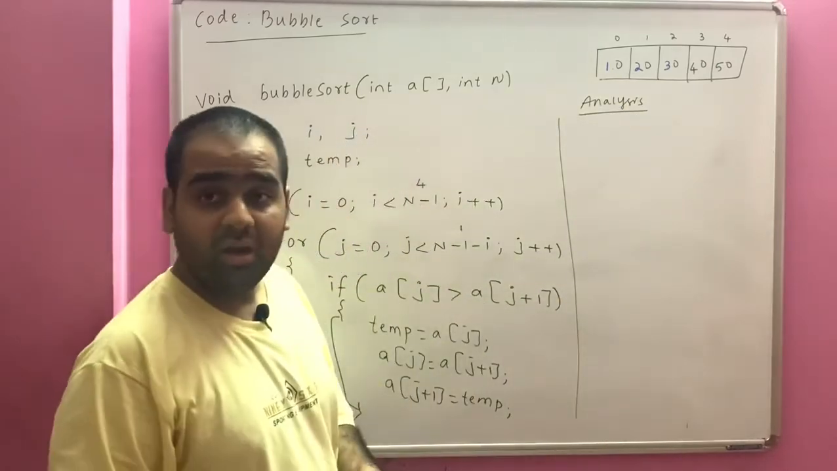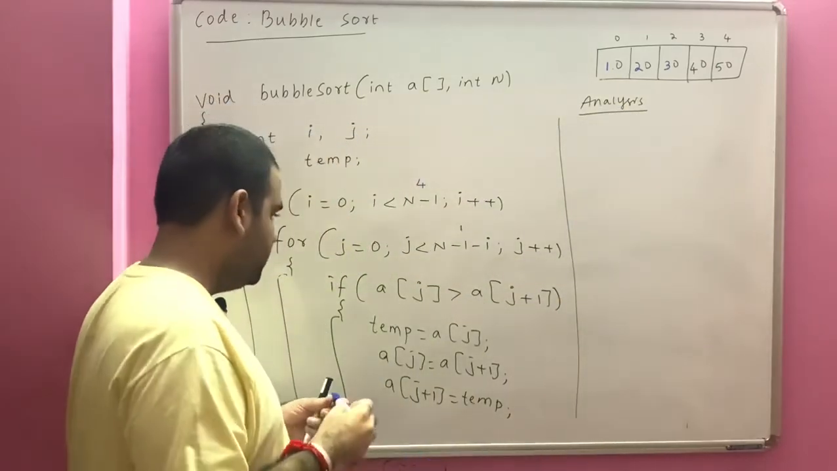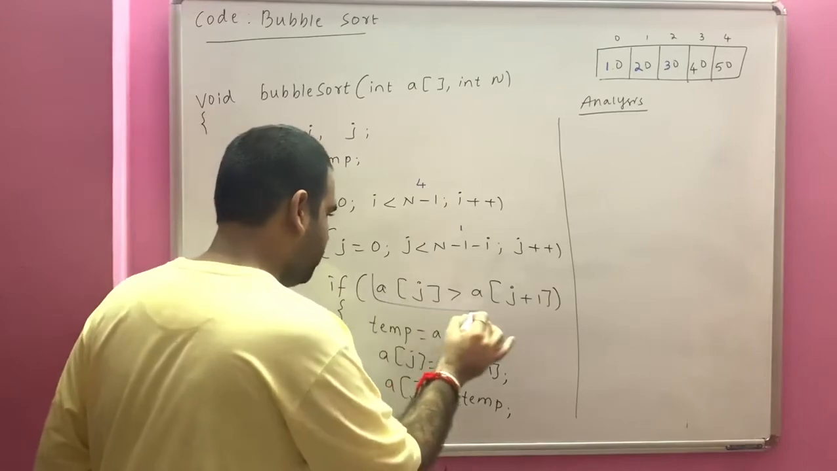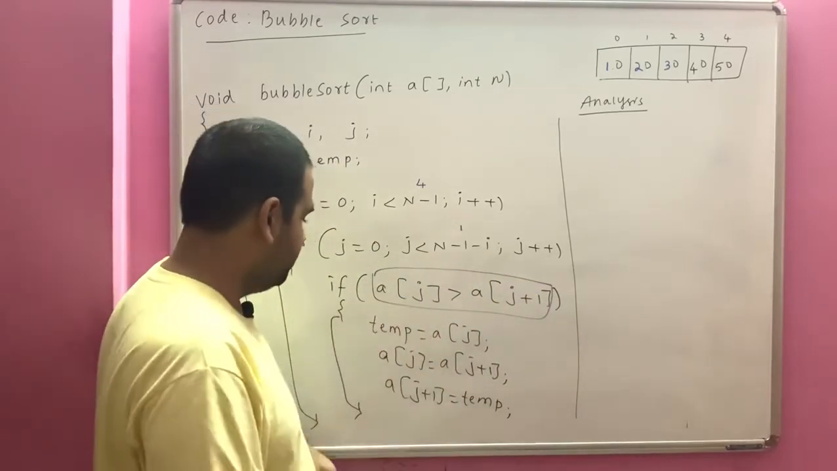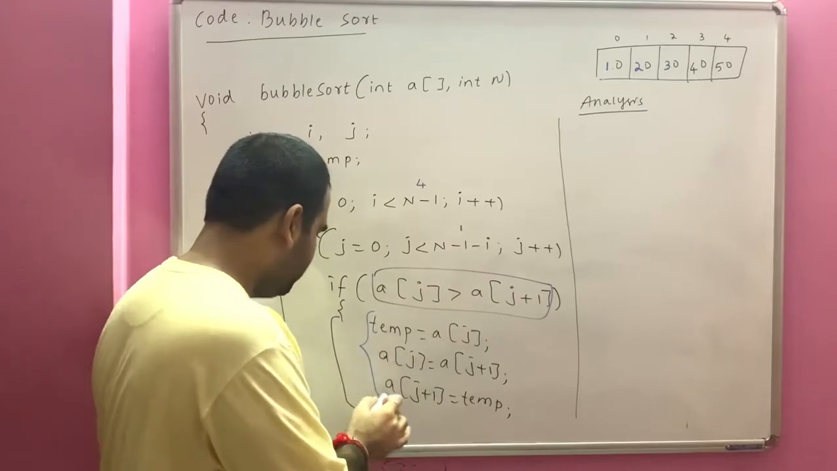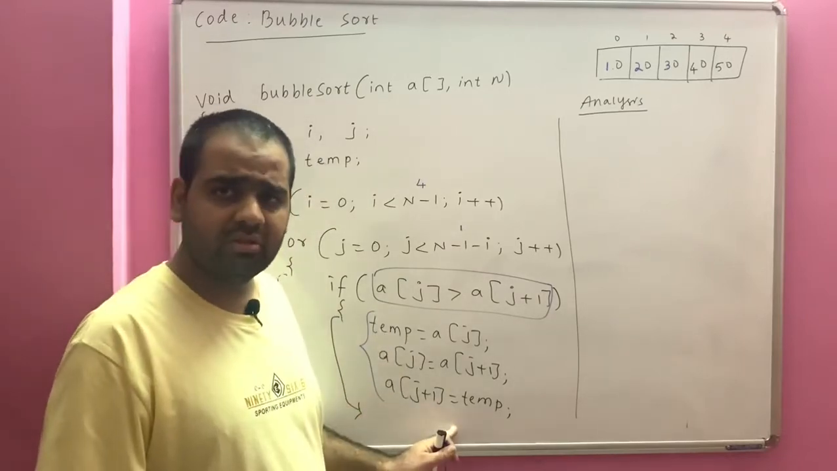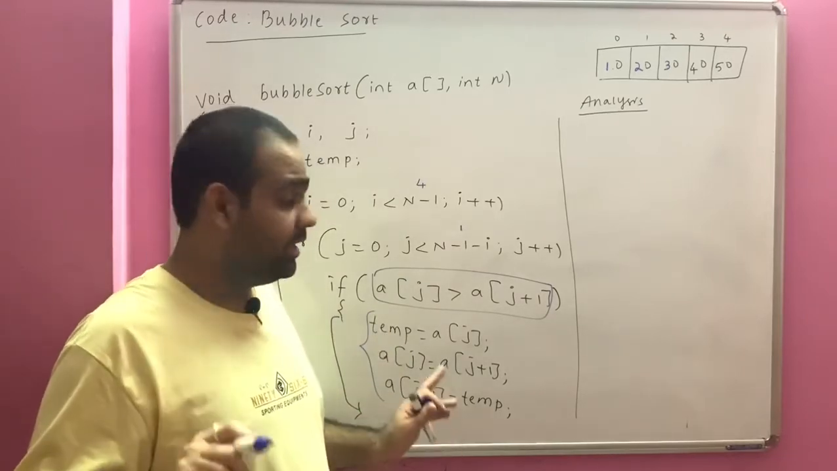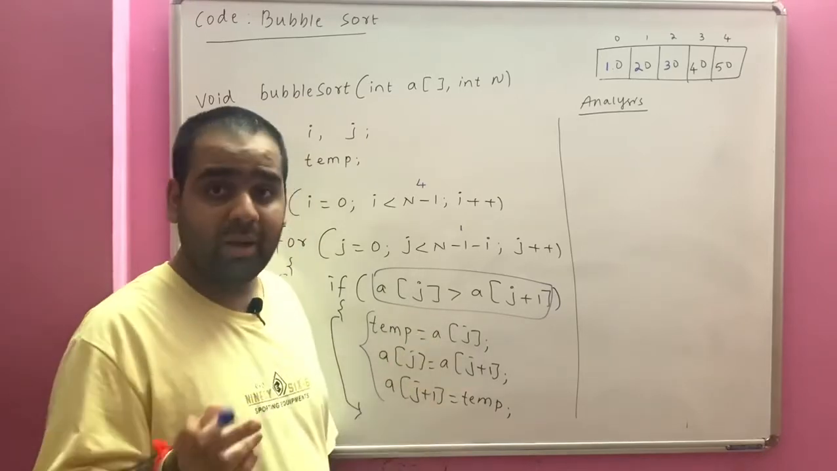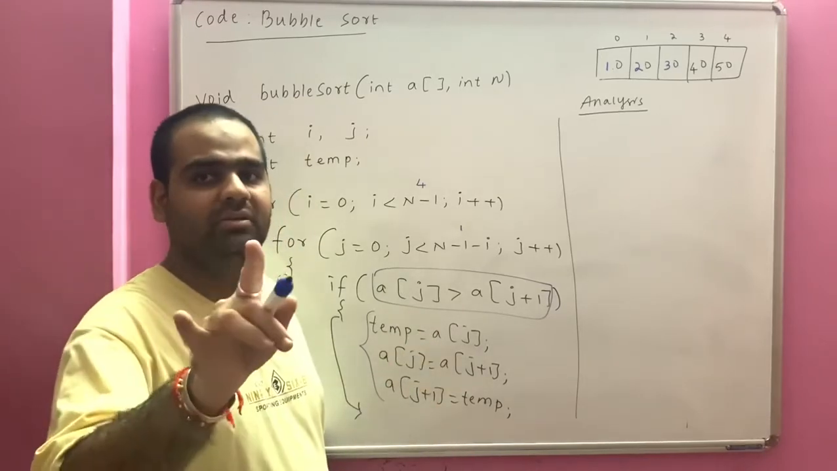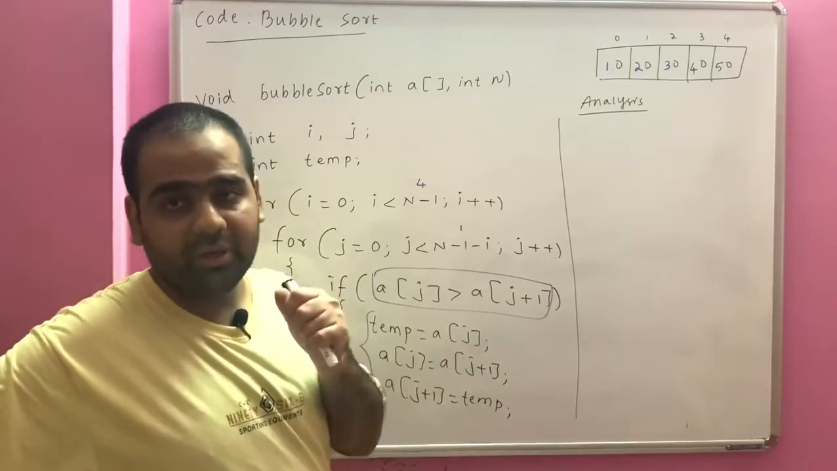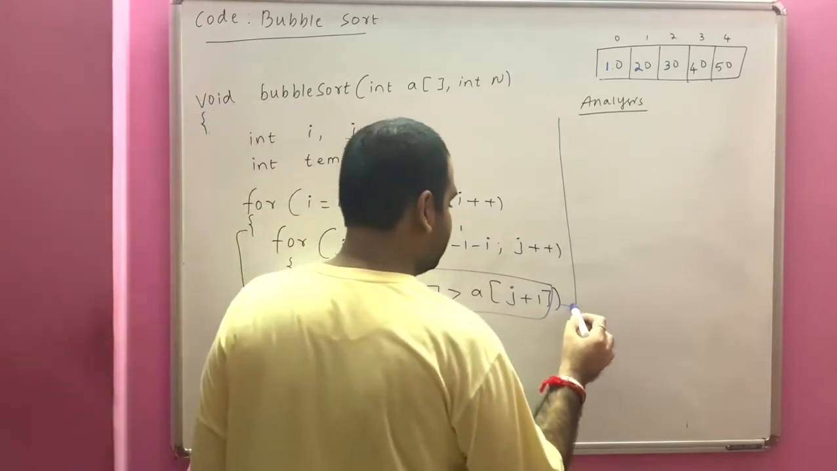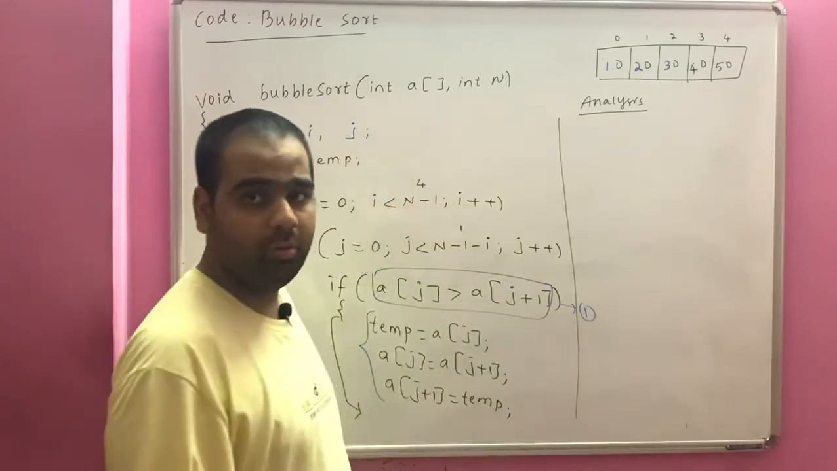Now, what is the basic operation? This comparison is the basic operation, right? This is the part in the innermost group. You can say, sir, why not these 3 things? Yes, you can take these 3 things as well, but I tell you that no matter whether you are swapping or not swapping, comparison always takes place. That means comparison is the basic operation. And how many basic operations are there? There is one basic operation.